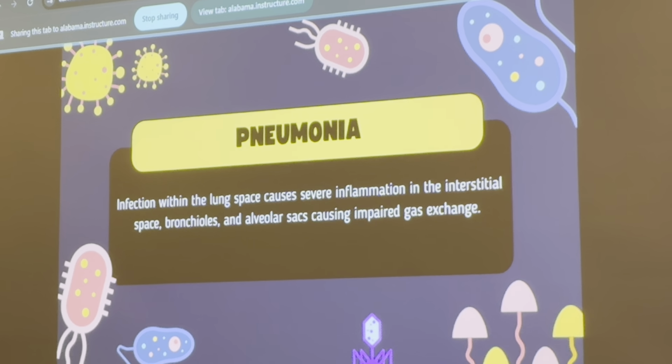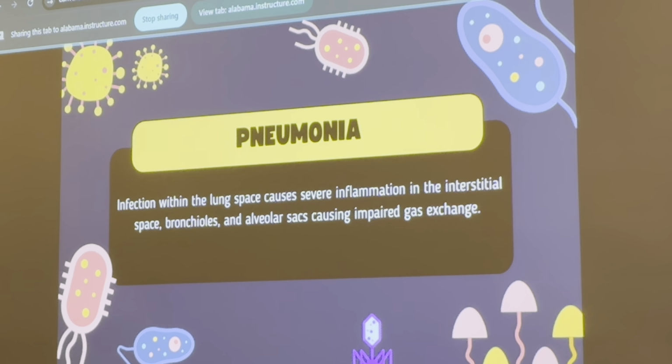Pneumonia. Infection in the lung space, and it's going to cause a lot of severe inflammation, a lot of increased swelling, especially within the alveolar sacs of our lungs, down deep within our lungs. That's where we're going to see a lot of that inflammation. We can also see some inflammation in the bronchioles as well, and it's going to have a lot of increased production of secretions, thick, nasty sputum. That's what we're going to see.